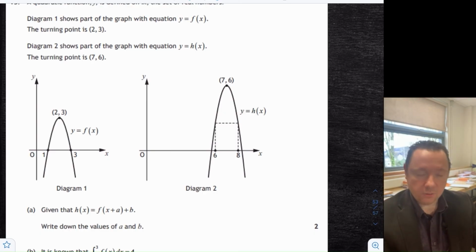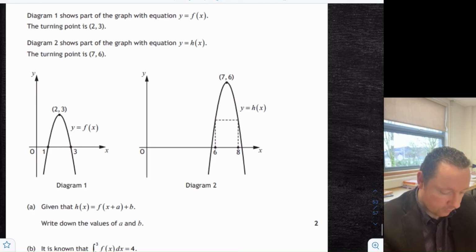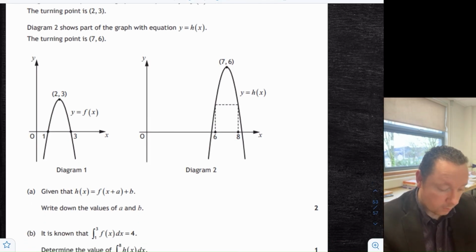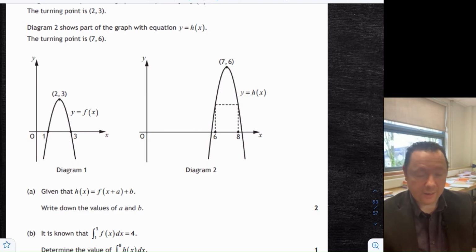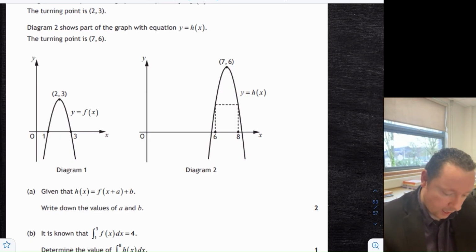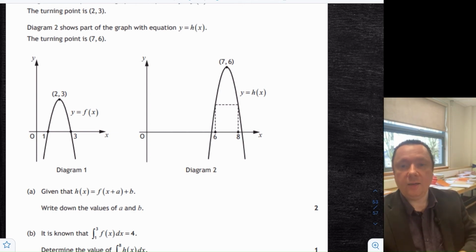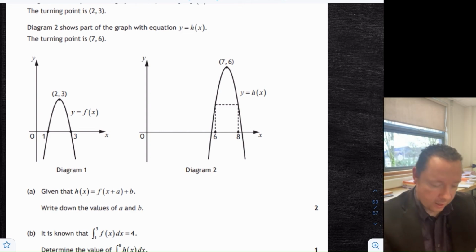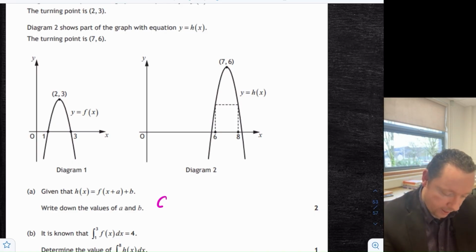Okay, let's see what it's asking us to do. Part A. Given that h of x is f of (x plus a) plus b, write down the values of a and b. So in other words, it's a graph transformation question for part A. So let's have a look to see what's happened. If we look at the turning point, (2, 3), it's clearly moved along to become 7. 2's become 7, it's moved to the right by 5. So if it's moved to the right, then a must be negative. So a is negative 5 because it's moved to the right by 5.